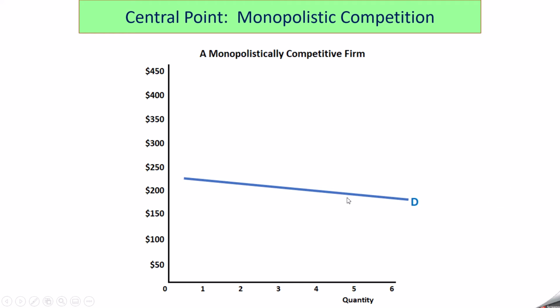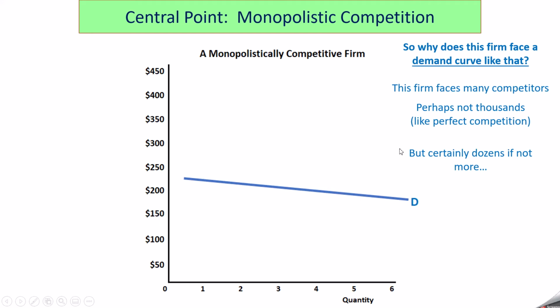Why does it take that shape? Okay, so why does it look like that? Well, the firm faces many competitors, maybe not thousands like perfect competition, but many, dozens, maybe even 100, and as such, there are a lot of alternatives. Many other competitors can offer the service that you're offering.